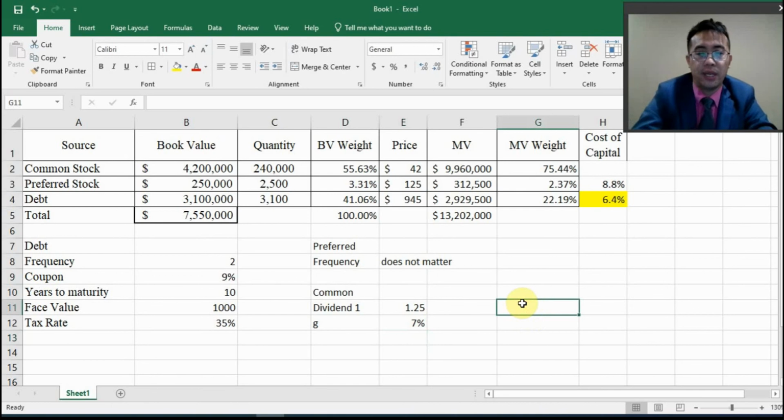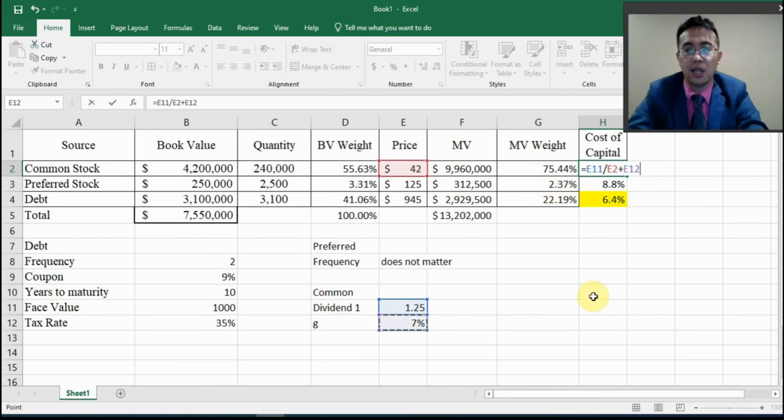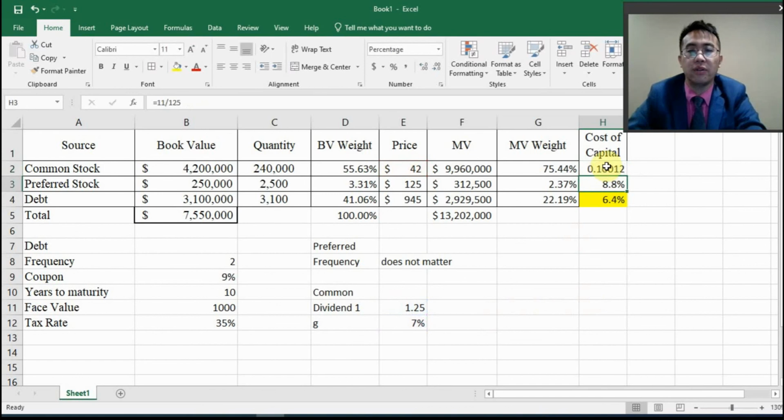Remember, the formula we get for the price 0 is dividend 1 over R minus G. Therefore, R equals dividend 1 divided by the current price plus G. Okay, be careful you use the right price. You don't want to use a debt price. You use the common stock price. Then you add the percentage, and the formula will be in your textbook or the PowerPoint. All right, so this is the cost of capital for the common stock.